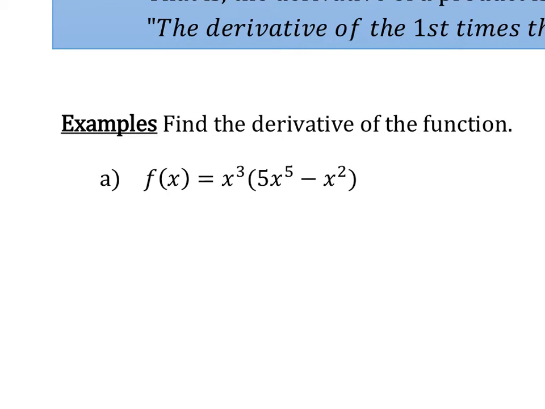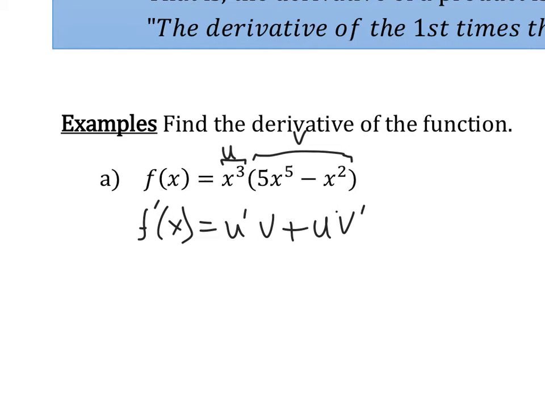What does that mean? Well, let's try it. Here's two things multiplied. There's our u times v. And we just came up with this formula that says f prime of x is u prime v plus u v prime. Derivative of the first times the second plus the first times the derivative of the second.